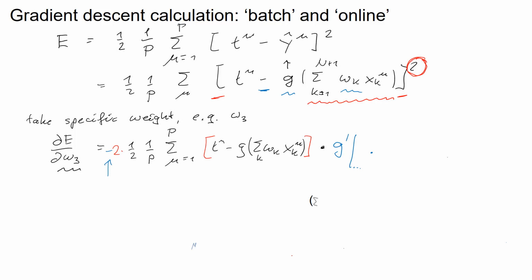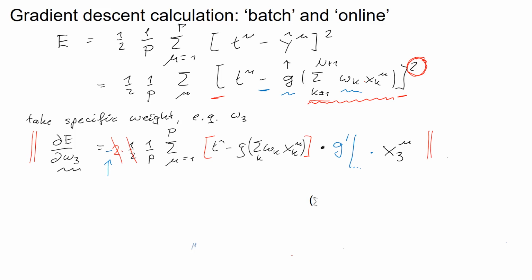And now you see that this sum runs from k equal 1, okay, but the term k equal 1 does not depend on w3. Then it goes to k equal 2, then it goes to w3. Okay, but if we are at w3, then we take the derivative. What remains is the term x3, the third component, x3 mu. And this is the algorithm. So we can now cut out the 1 over 2 and say this is the gradient descent calculation.